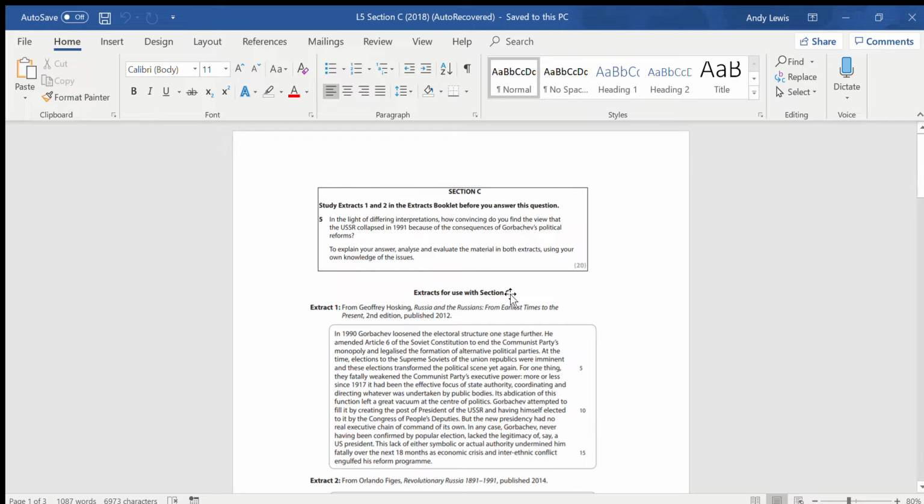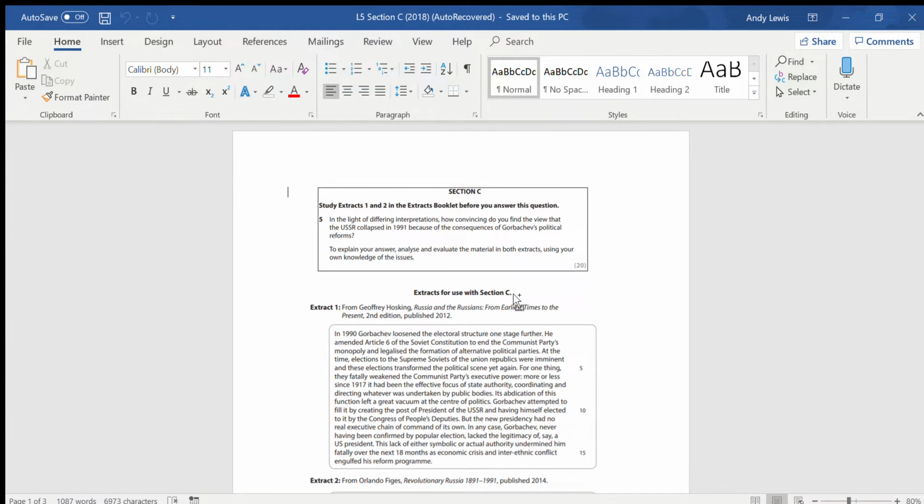Right, so what we're going to look at in this video is the section C part of the Russia paper, looking at the controversy study. Obviously sections A and B are just your standard essays, A being a bit smaller in time frame, B being the wider time frame questions. And then section C is on the collapse of the Soviet Union.